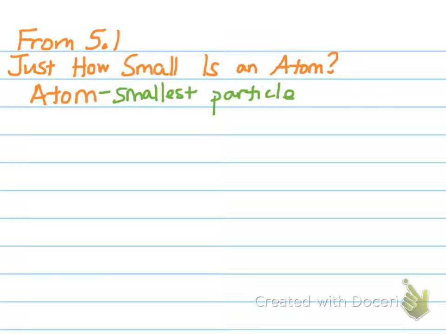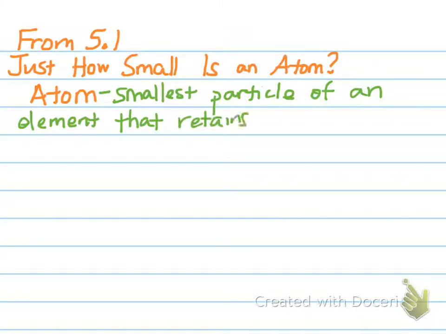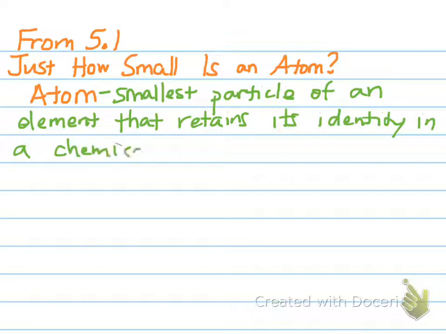An atom is described as the smallest particle of an element that retains or keeps its identity in a chemical reaction. Okay, so it's that smallest piece that stays an atom, stays the same.